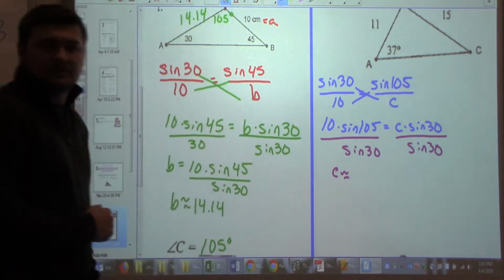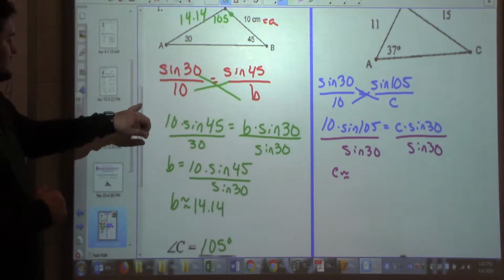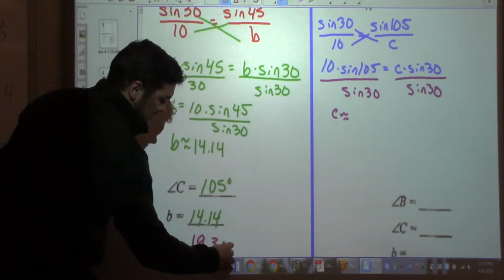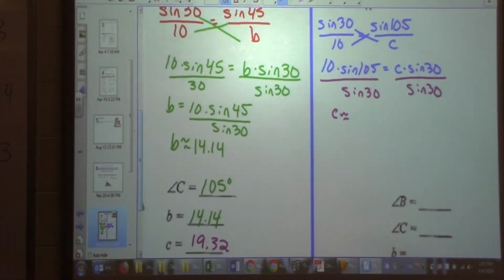What do we get for C? 19.32. C is approximately 19.32. Okay? Everybody get that? Yes, no? Maybe, I guess. I don't know.